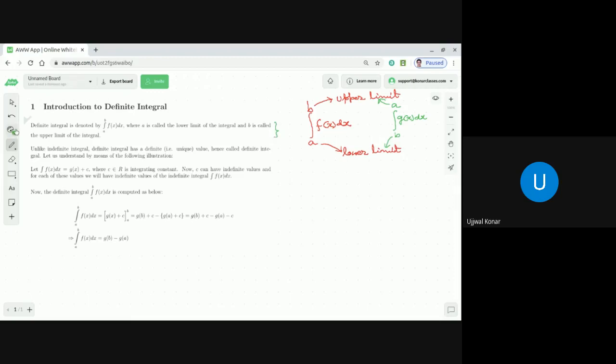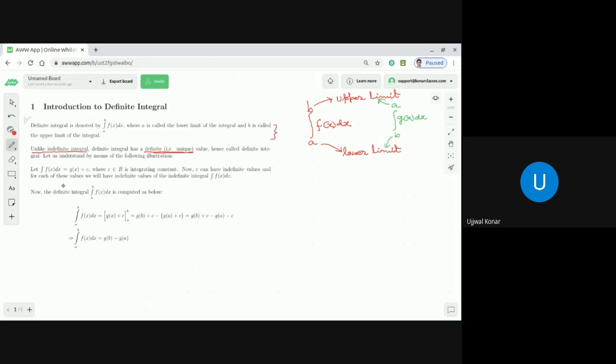The second thing is that, unlike indefinite integral, definite integral has a definite value. Definite means unique. These are all English words, correct, dear students? Unique, fixed, not changeable. This is all called definite. It has a definite value, hence called definite integral. Let us understand by means of the following illustration.